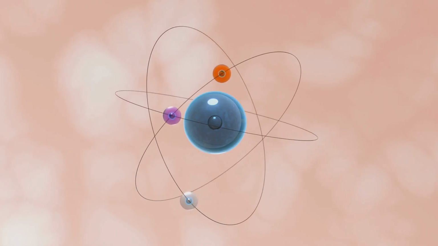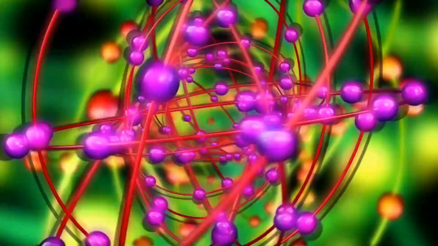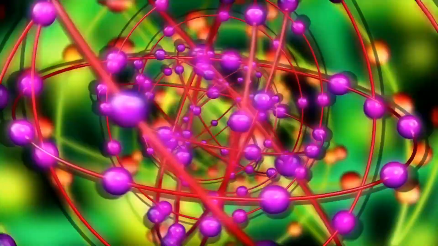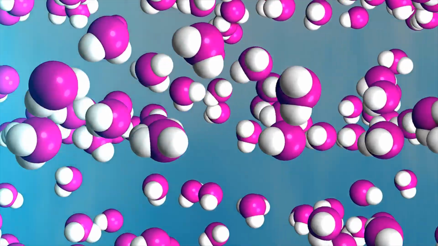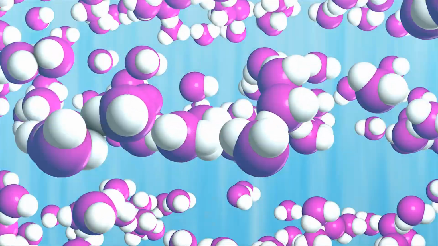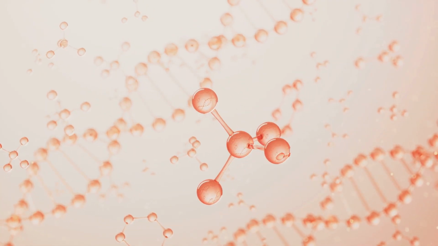An ion is an atom that has gained or lost electrons. This gain or loss gives the atom an electrical charge. Ions are all around us. They are in the air we breathe, the water we drink, and even our own bodies. Ions are essential for life as we know it.